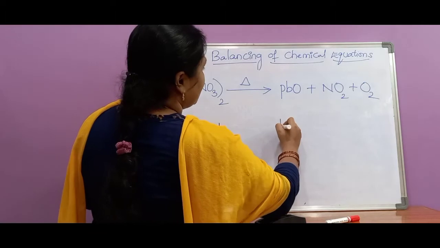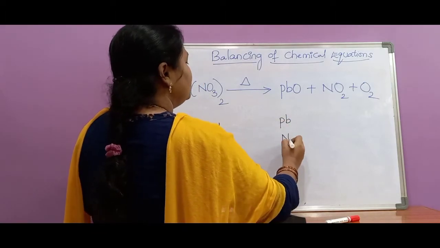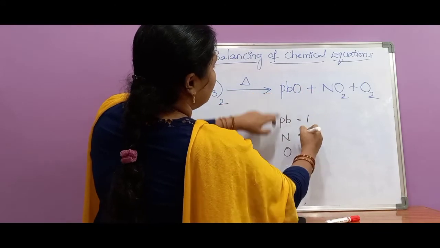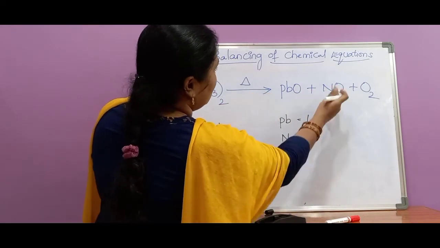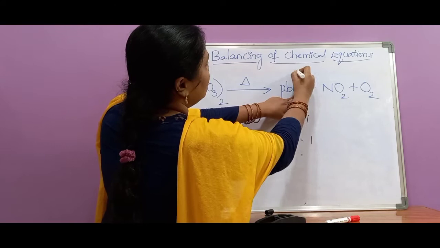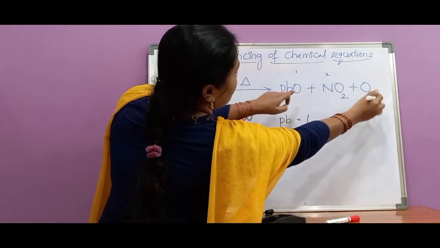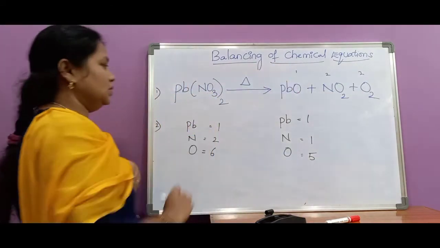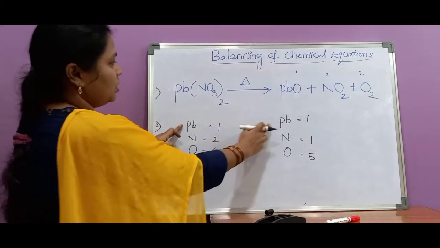And coming to the RHS side also, we find lead, nitrogen and oxygen. How many lead atoms are there? On the RHS side only 1. Nitrogen, how many are there? Only 1. Oxygen, how many are there? Here 1 oxygen. In this formula 2 oxygens, and here 2 oxygens total. 1 plus 2 plus 2, 5 oxygens.